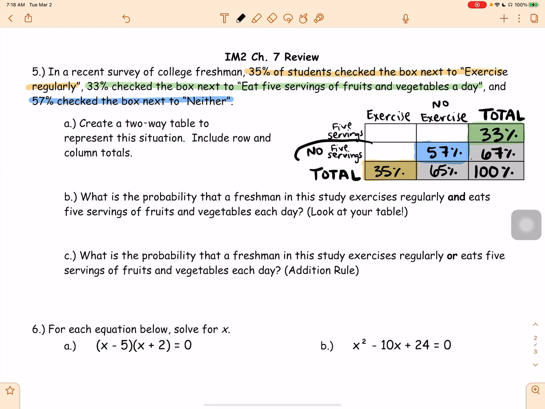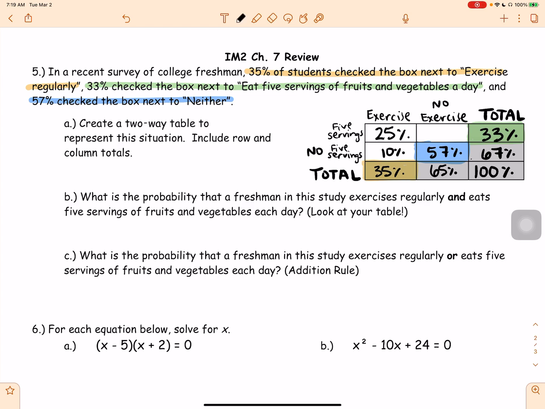So here, no 5 servings a day. We got to find out right here how many students exercise but do not eat their 5 servings a day. 67 minus 57 is 10%. And then you can even just start going up like this. Whoops. So how many total students exercise? This one is 35% total. 10% of them do not eat their 5 servings. So that means 25% of them do eat their 5 servings of fruits and vegetables.